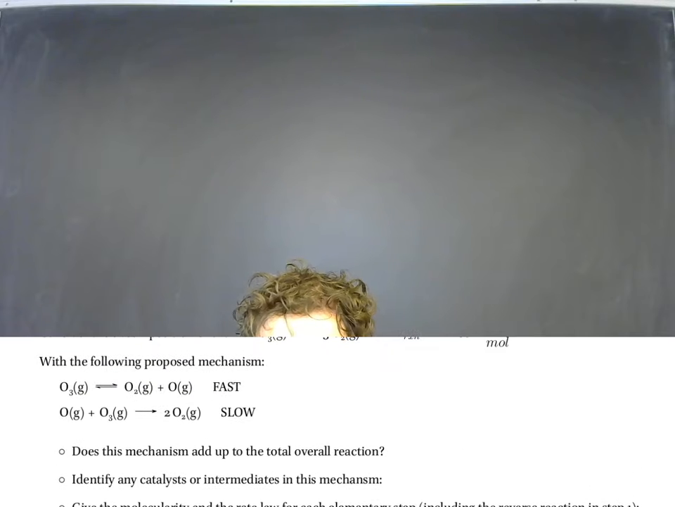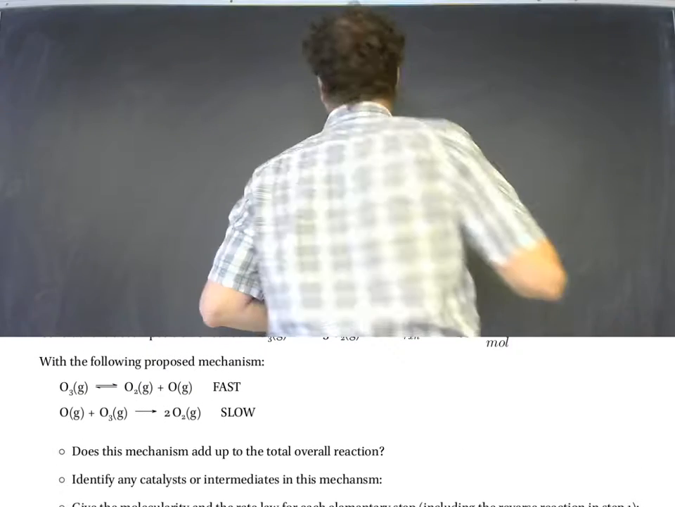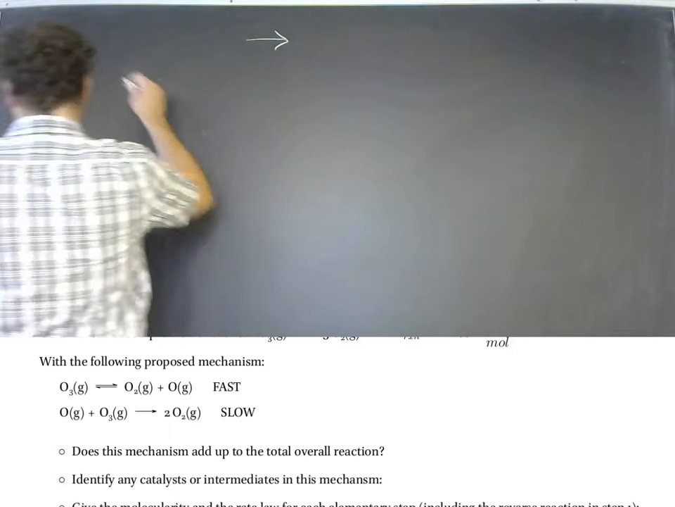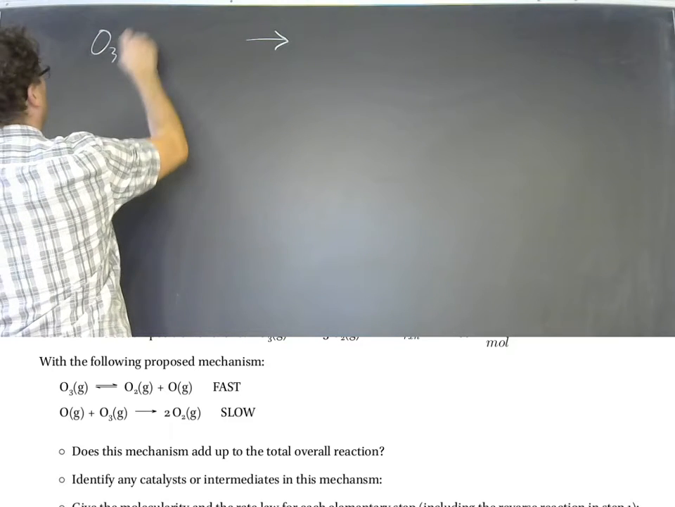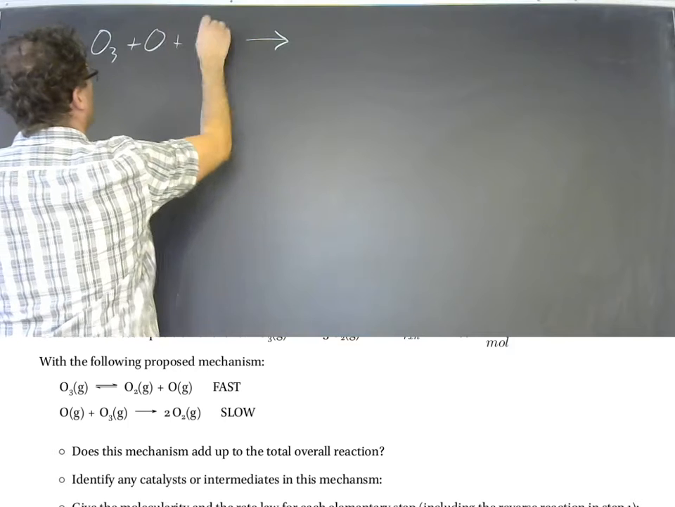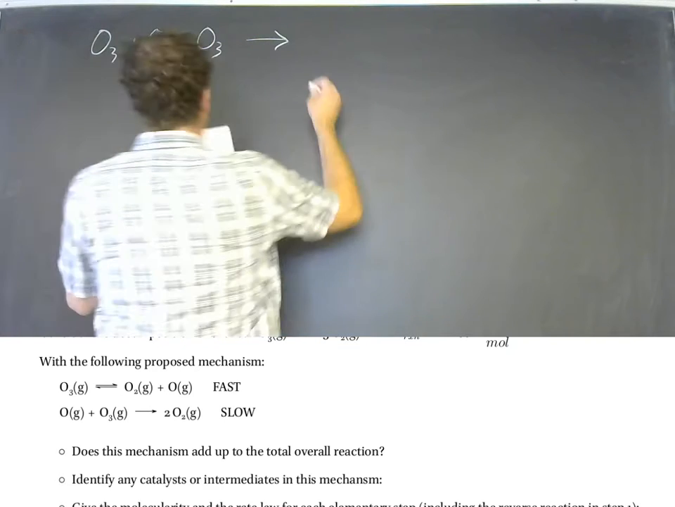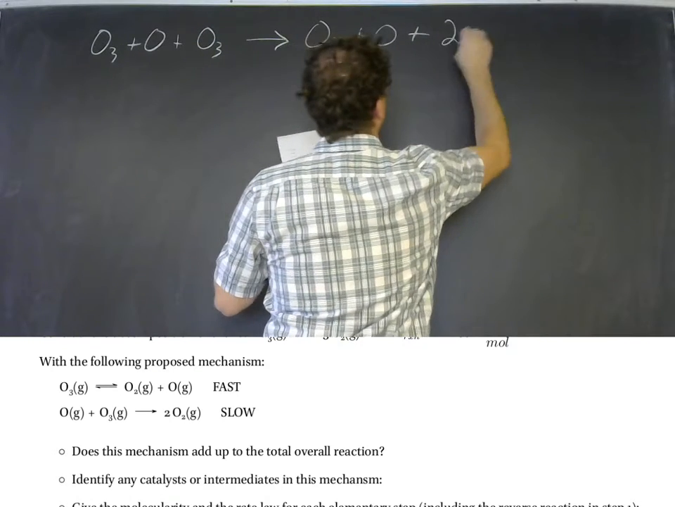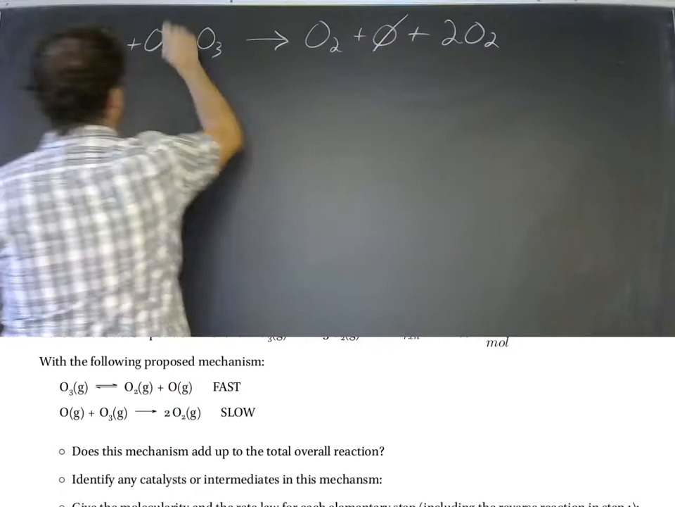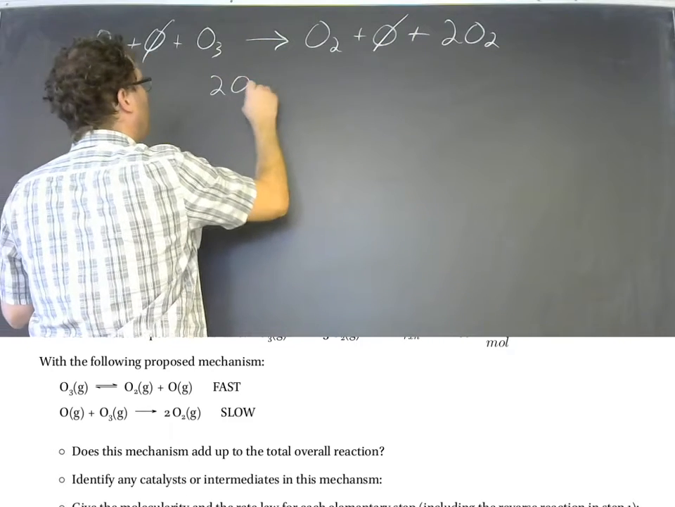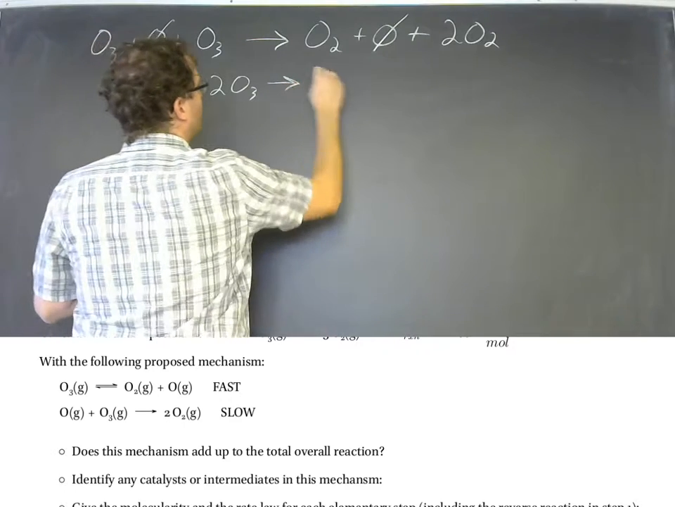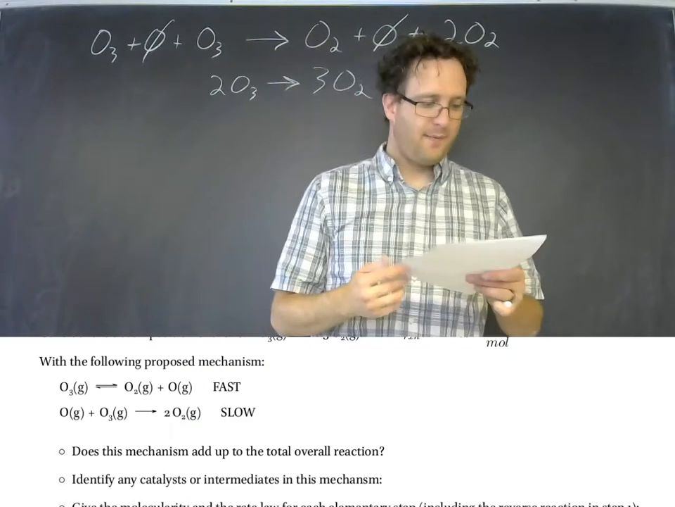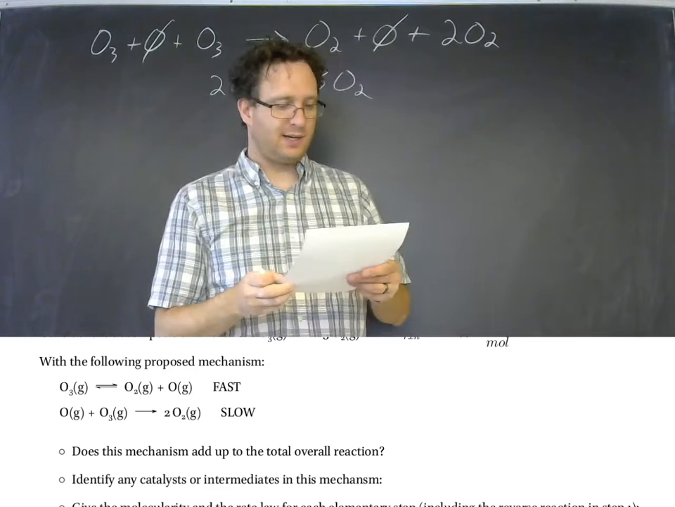Does this mechanism add up to the total overall reaction? So let's add up everything that's on the left side of both steps in the mechanism. We'll have O3 plus O plus O3. And on the right side, we'll get O2 plus O plus 2O2. So that O can cancel out, and we're left with 2O3 yields 3O2, which is indeed the overall reaction. So we're safe there. Identify any catalysts or intermediates in the reaction.